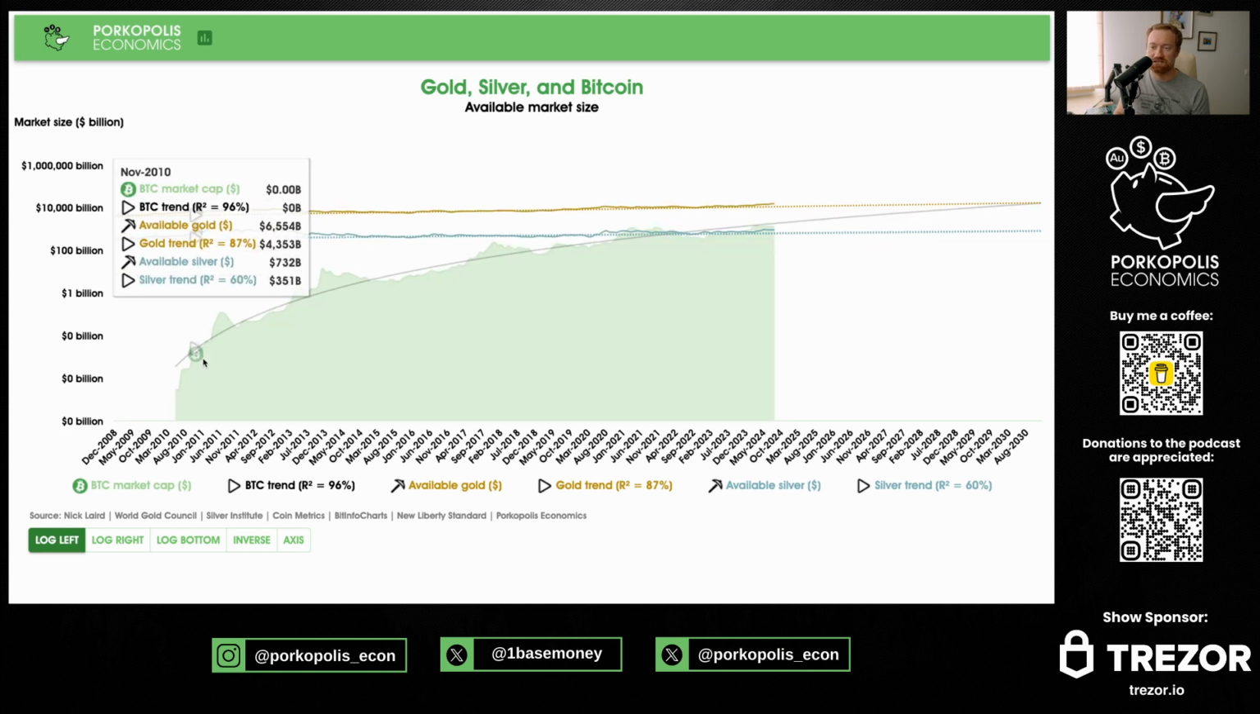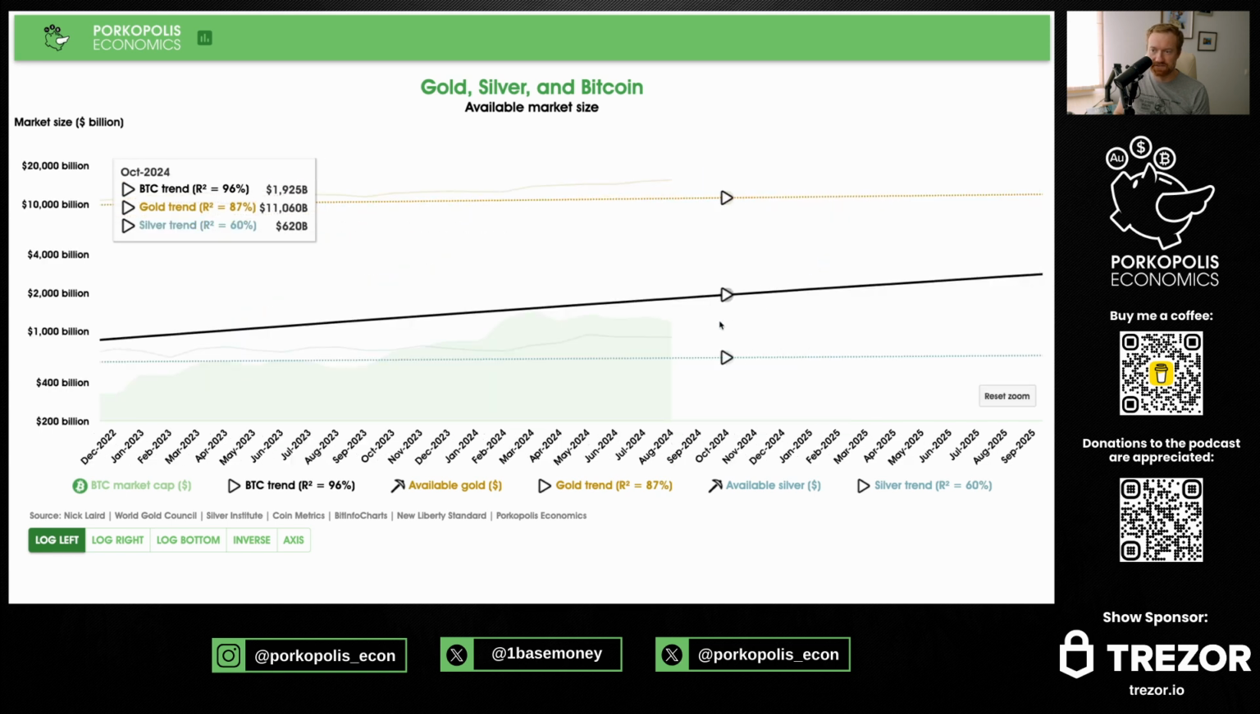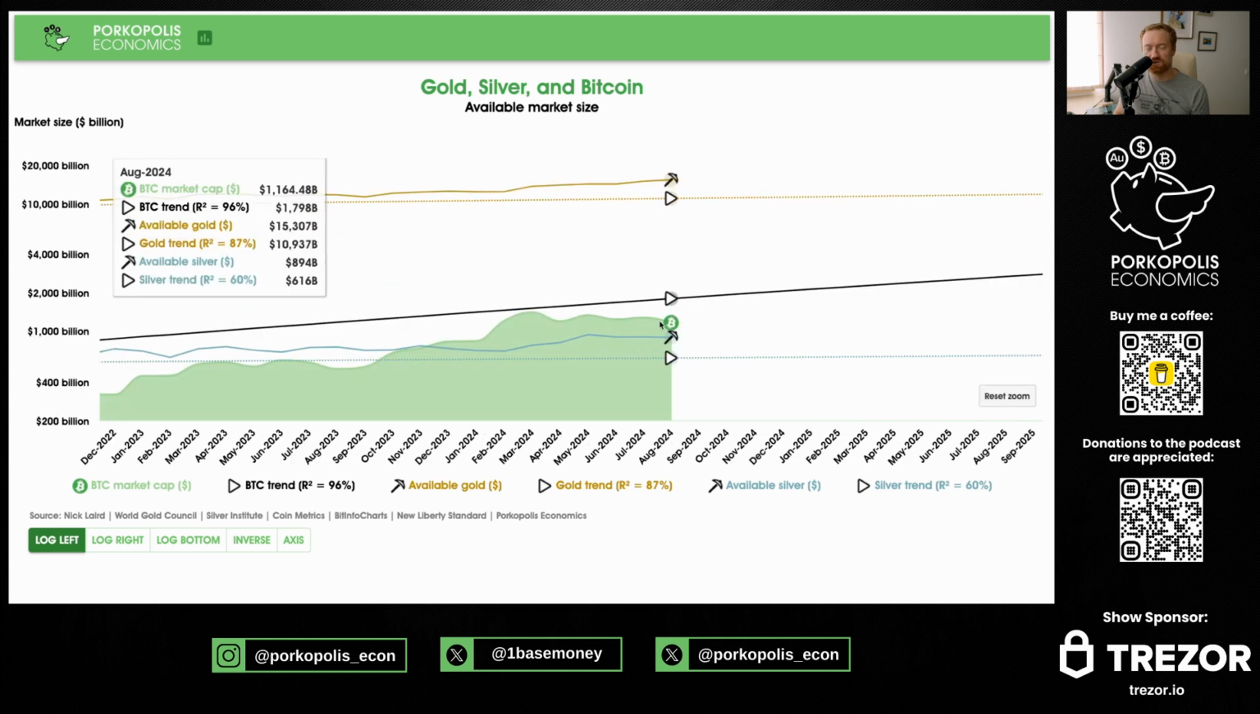And then Bitcoin. We have a much shorter lifetime, only starting at the beginning of 2009, pricing data mid-2010 for my data. We are under trend right now for Bitcoin. Okay, let's zoom in again, just so you see Bitcoin. August 2024, these are month-end figures. The Bitcoin market cap currently 1.16 trillion. The trend line 1.79 trillion, or $1.8 trillion. Bitcoin is under trend at the moment. Although at the moment of this recording, which is late September, it's catching up.